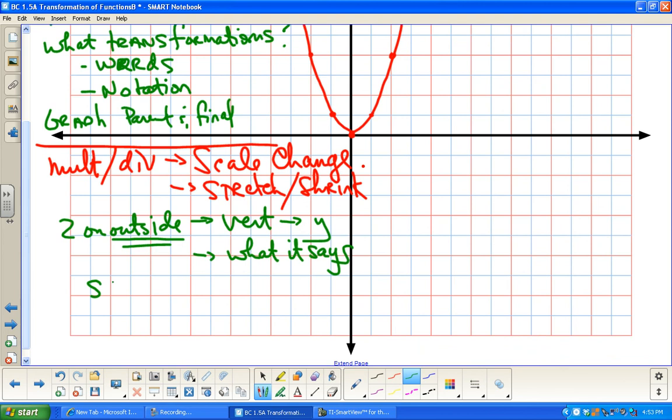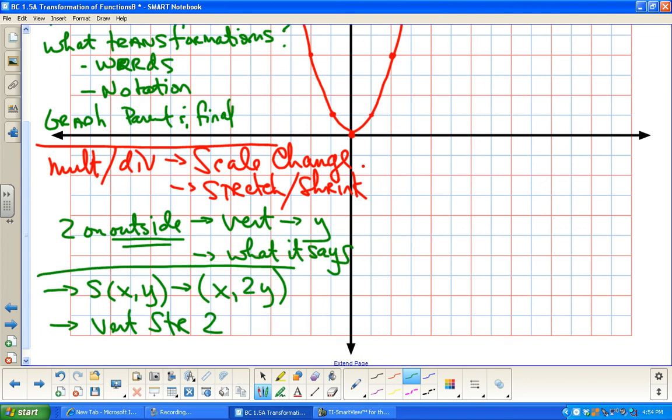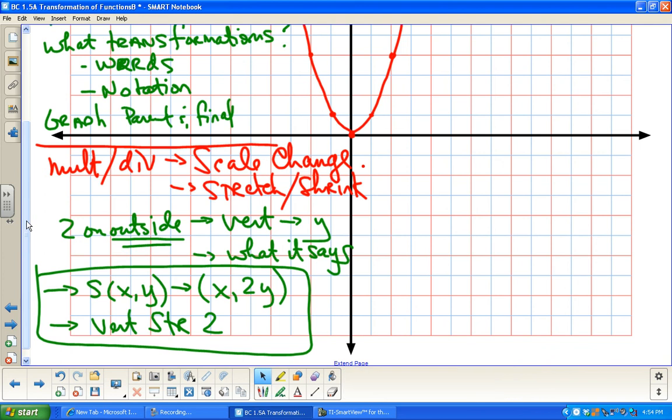So that means this part of it is a scale change, or a stretch or shrink, that affects the y values by multiplying them by 2. This is what happens first. Okay, so this is in symbols. In words, this is a vertical stretch of factor 2. Okay, so that's what's going on because of the 2 times.